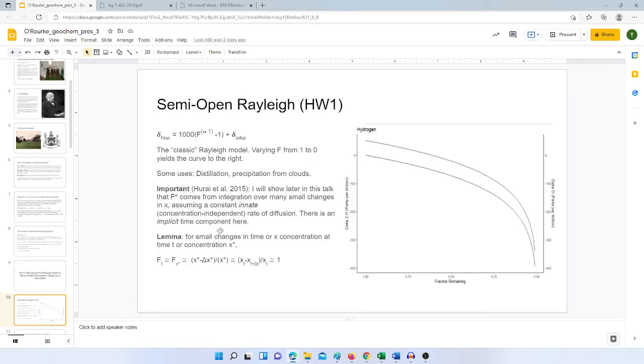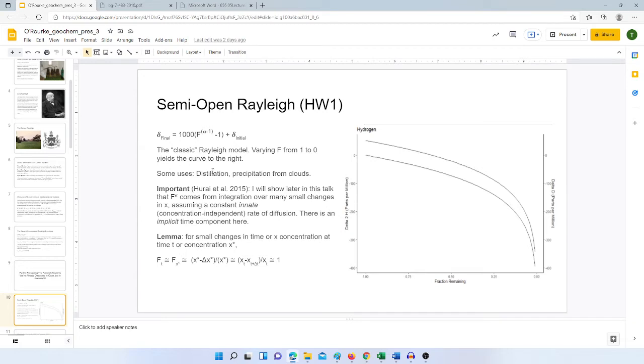So this is the classic Rayleigh, the open Rayleigh system. When you vary F from 1, that is, nothing's been removed, to 0, everything's been removed, you get these kind of curves. And so these we use for distillation, right? We can also use them for a number of other processes. In our homework, we studied precipitation from clouds as removing from the system, so we can use it to track precipitation. Now, here's an incredibly important thing.